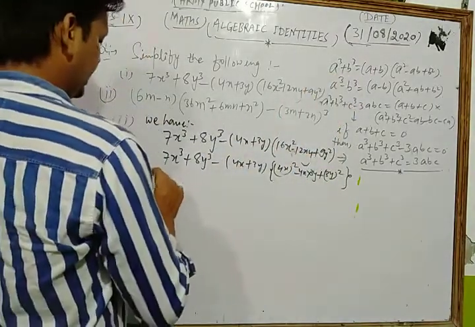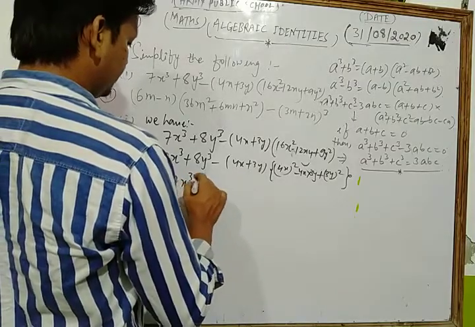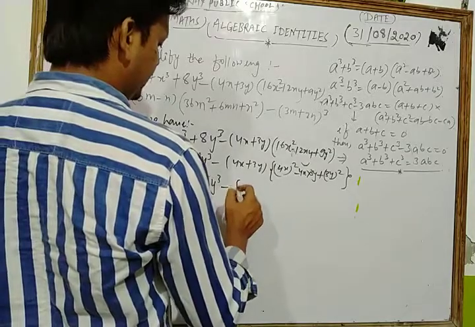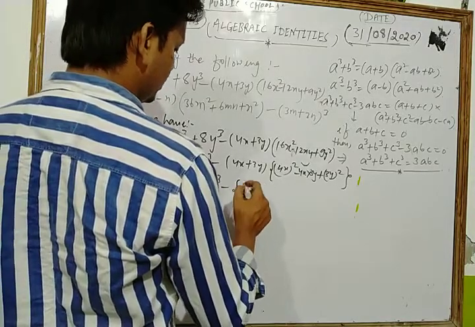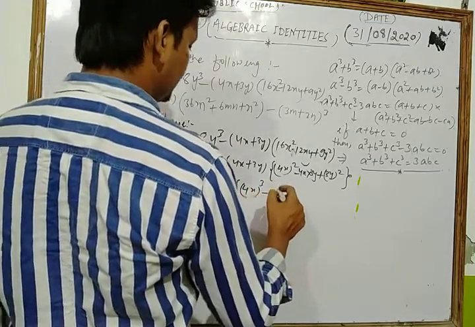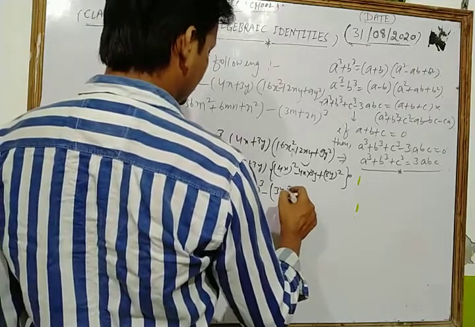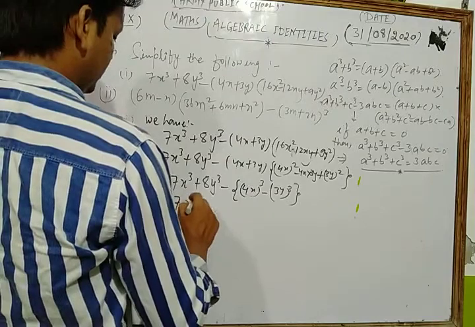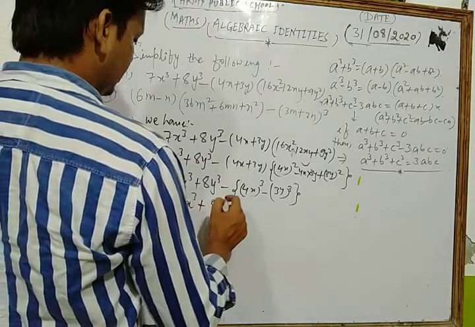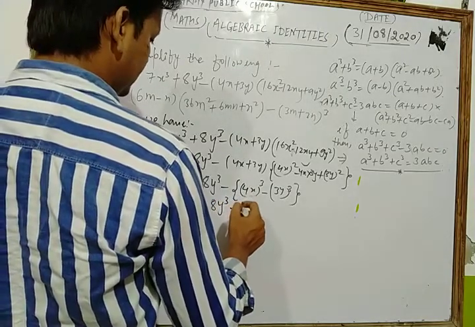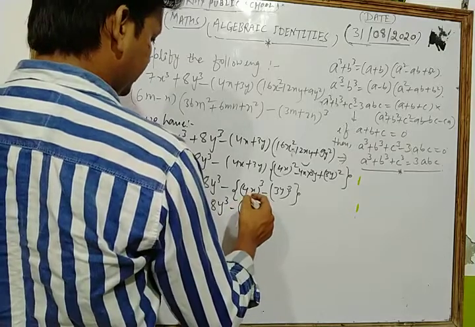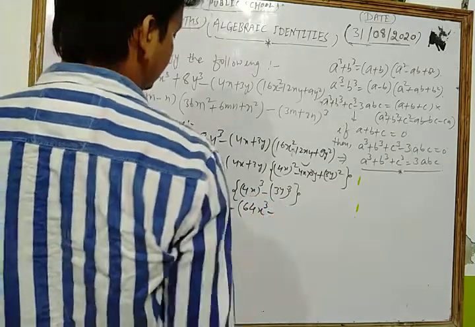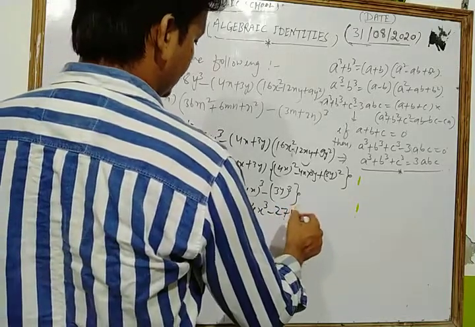So we can write 7x cube minus a cube plus b cube. So in bracket we can write a cube means 4x cube, b cube means 3y cube. Now look what I do. We write this as plus 8y cube minus, we can write 64x cube plus 27y cube.